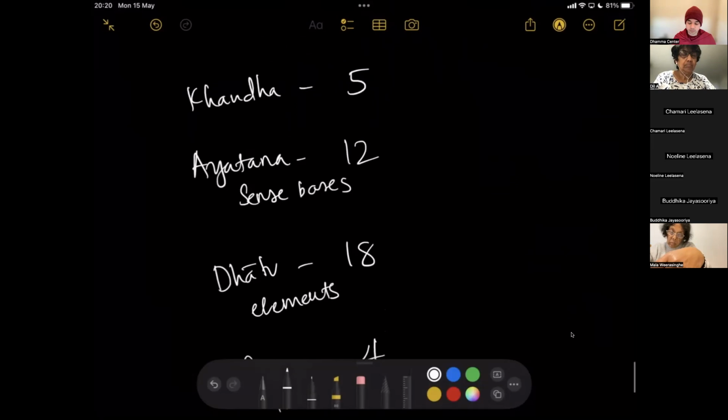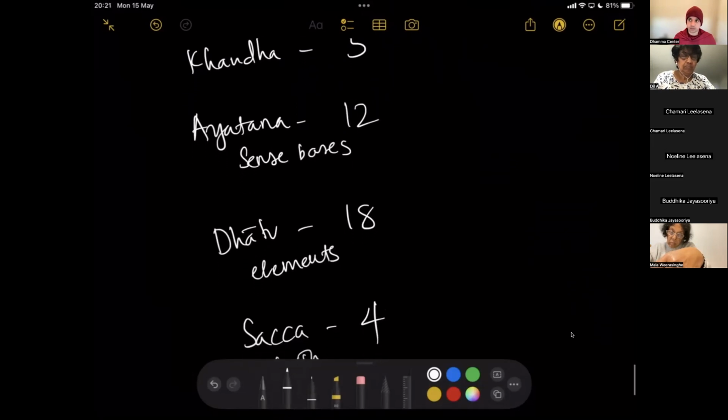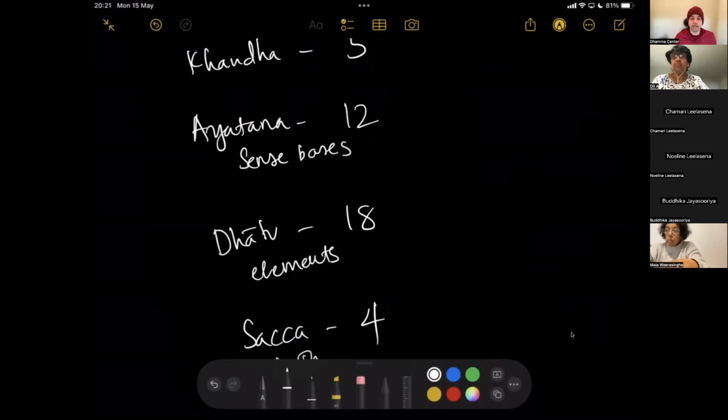Now, we don't have time to go into these, but just have them in your notes and I will explain. So Khandha 5, Ayatana 12, Dhatu 18, Satcha 4.